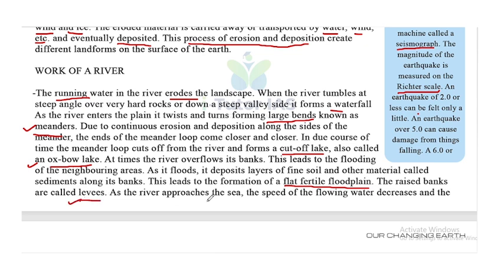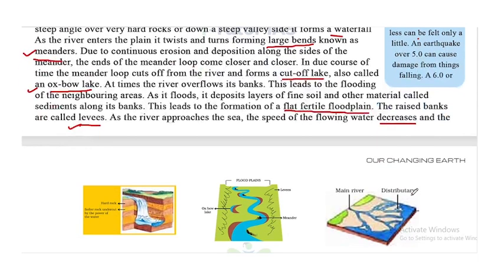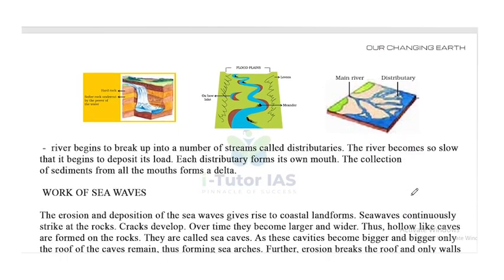As the river approaches the sea, the speed of the flowing water decreases. The river begins to break up into a number of streams called distributaries. The river becomes so slow that it begins to deposit its load. Each distributary forms its own mouth. The collection of sediments from all the mouths is called a delta.